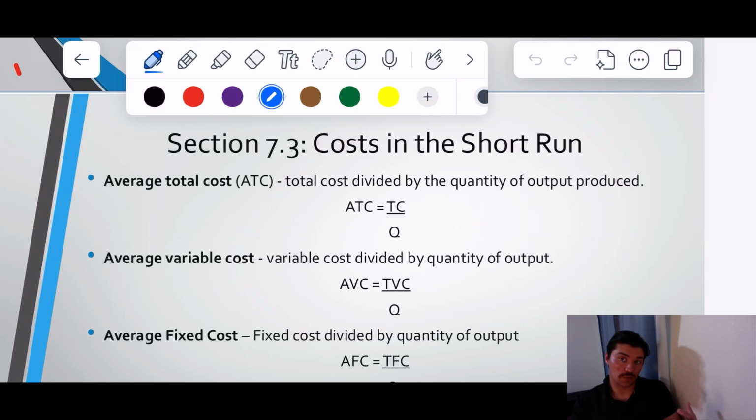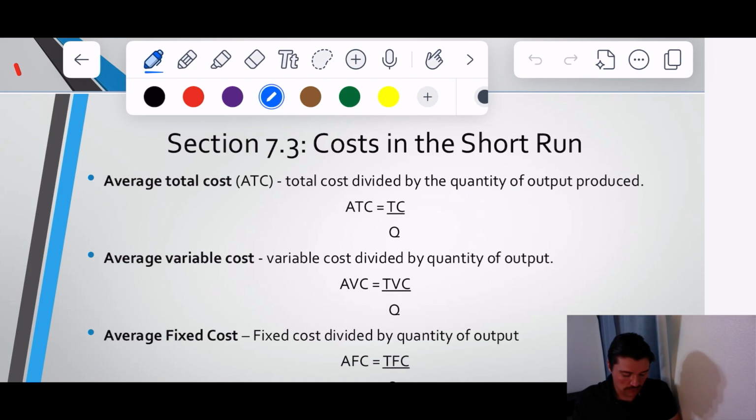Break down the short run costs that we just did, fixed and variable. We're going to break those down a little bit further into averages and the marginal. This is a good thing to know as a business. You want to know the average total cost of a cup of coffee or a t-shirt or whatever you're trying to sell. You want to know on average, what are we looking at?